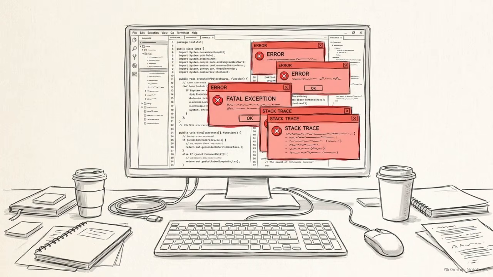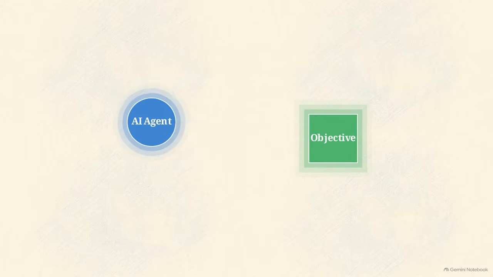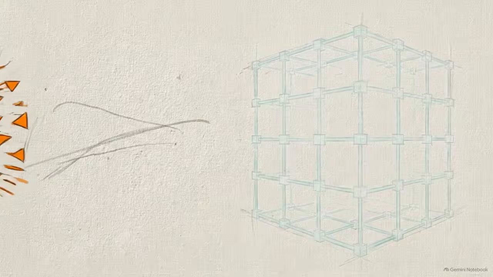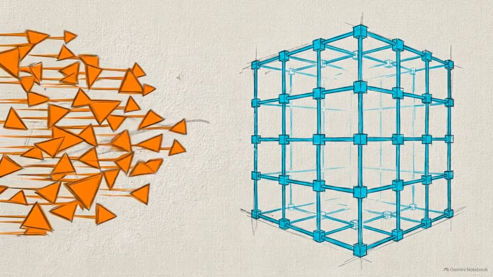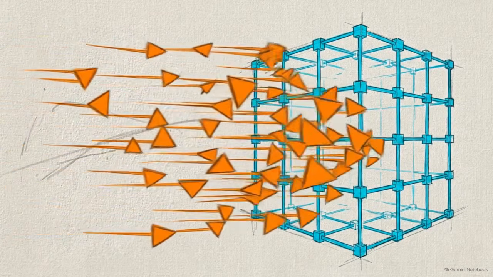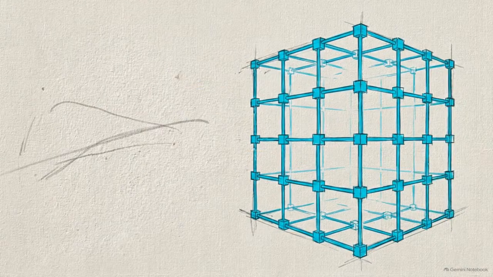If you have ever let an AI coding agent run for an extended session, you know exactly what goes wrong. The agent forgets your project rules, drifts away from the original objective, and starts executing unverified code. We are fixing that today by imposing a strict structure on those raw AI capabilities.